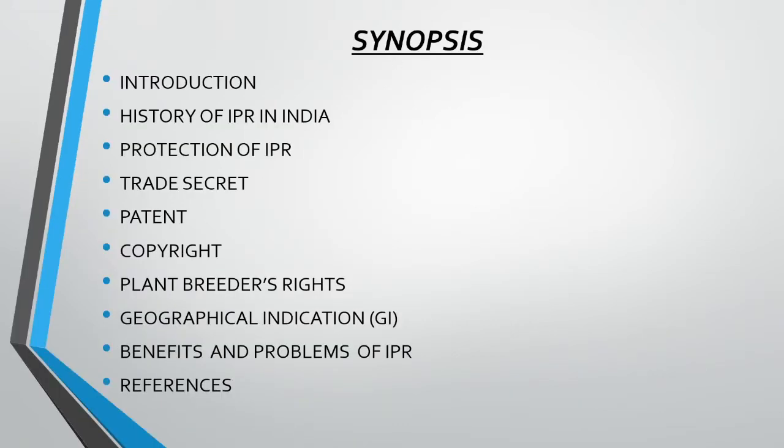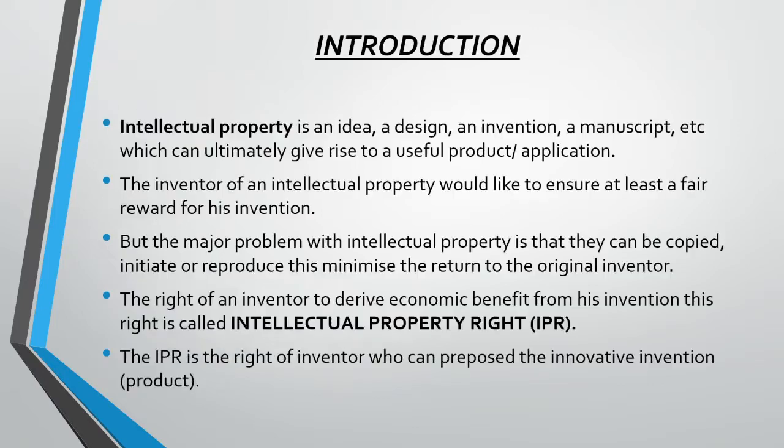Today we have to discuss intellectual property rights. This is the synopsis: introduction, history of IPR in India, protection of IPR in India, trade secret, patent, copyright, plant breeders' right, geographical indication, benefits and problems of IPR, and then references.